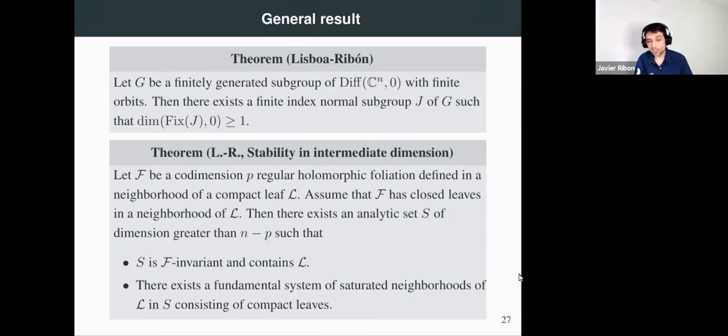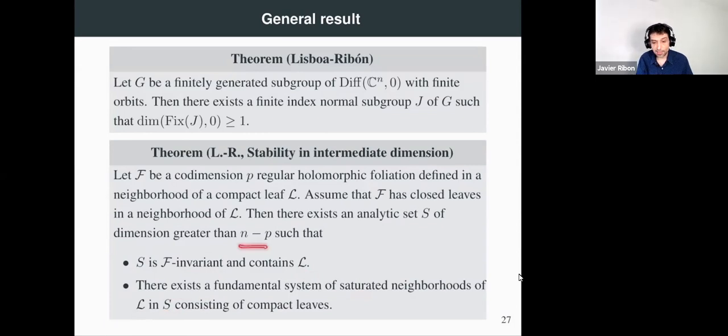So of dimension higher than the dimension of the foliation, such that this analytic set is invariant by the foliation and contains L, and there exists a neighborhood system of neighborhoods of L in S that are invariant by the foliation, that are saturated. So by the Reeb stability theorem, they consist of compact leaves. So you get into the situation of the Reeb stability theorem for intermediate dimension.